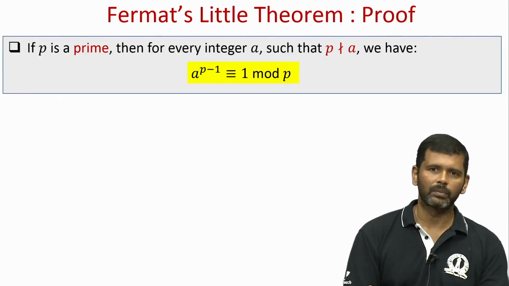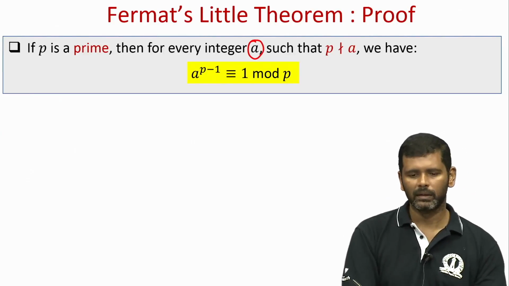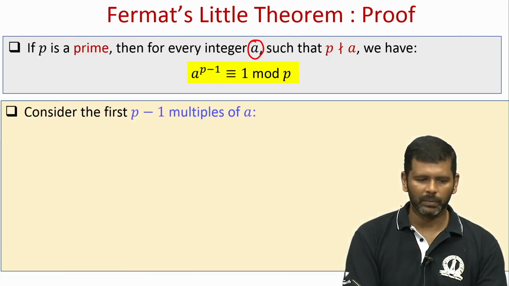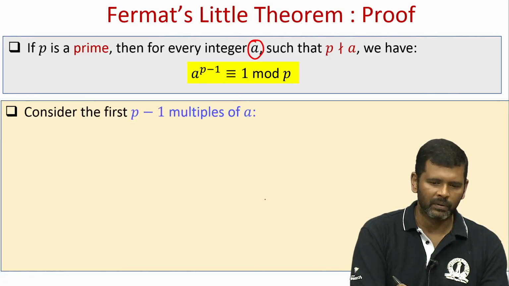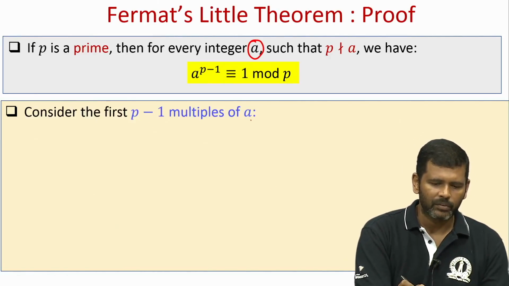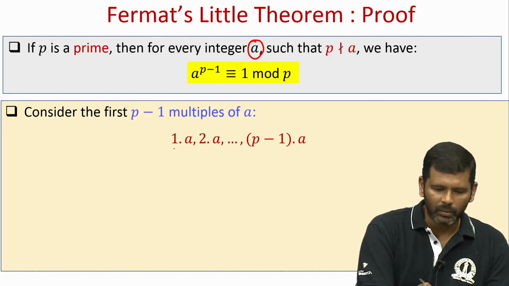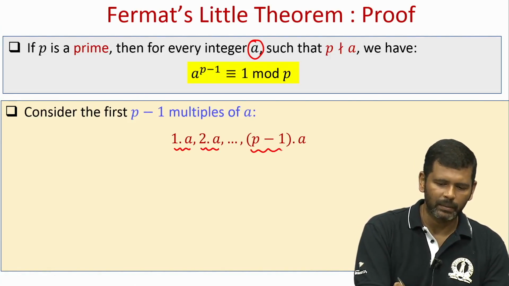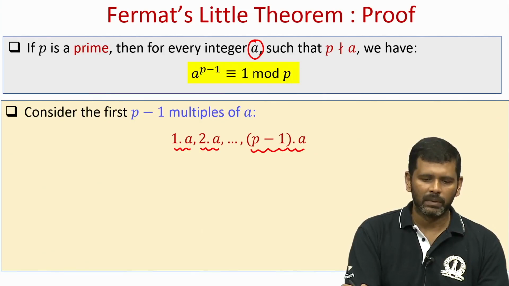We want to prove that if you take any integer a which is co-prime to p, then a to the power p minus 1 is congruent to 1 modulo p. That is what we want to prove. So, the proof is as follows. You consider the first p minus 1 multiples of a, namely 1 times a, 2 times a, 3 times a, and like that up to p minus 1 times a. All these are different multiples of a.